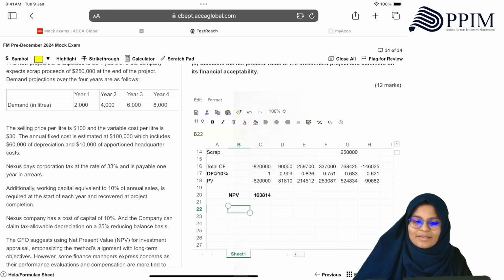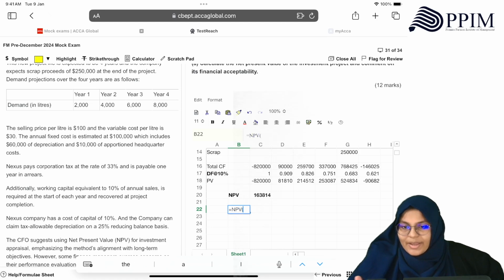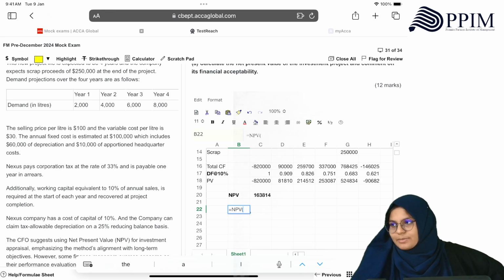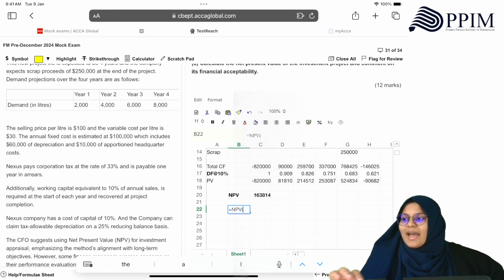How it works is like this, right? Equal sign, you have to put NPV, open a bracket, and select all your cash flows other than the initial investment. So don't select the initial investment. Select 90,000, 259, 337, 768, 146. All of them you have to select and press the equal sign. That will give you an answer. From that answer, you have to deduct the initial investment. That will give you NPV. So that's how you use the spreadsheet function to calculate NPV.